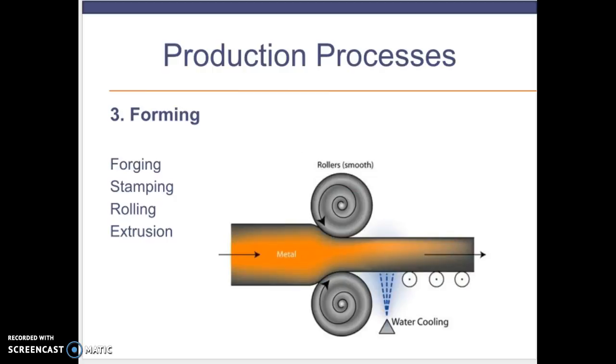Forming involves working with solid metal rather than liquid metal, and involves pounding the metal to make it assume a desired shape while in a solid state. The metal may either be heated or left at room temperature, and the forming techniques are forging, stamping, rolling, and extrusion.